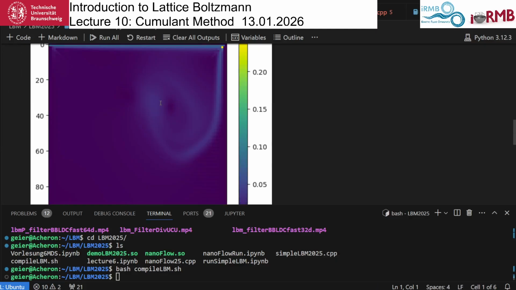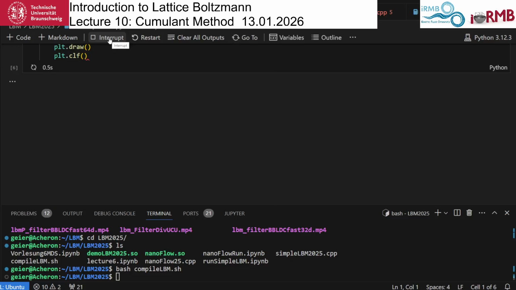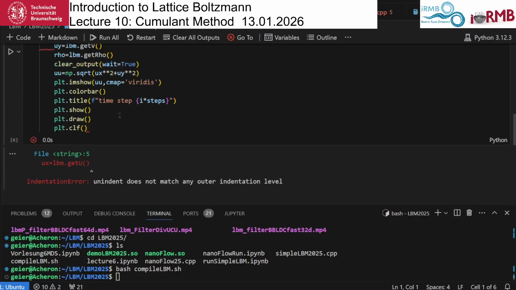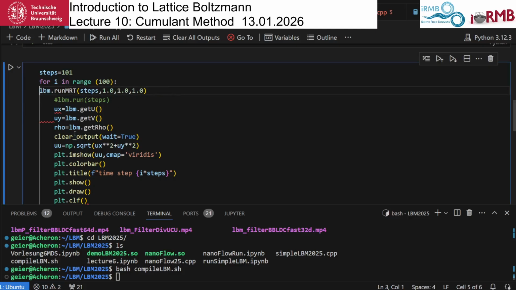So last time we ran this. Okay, I was not sure why we had this. Unindent does not match. Okay. What have I done? So apparently this happens only in Python.